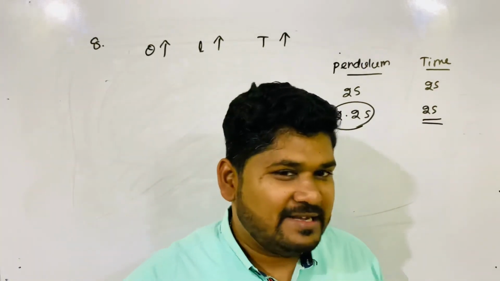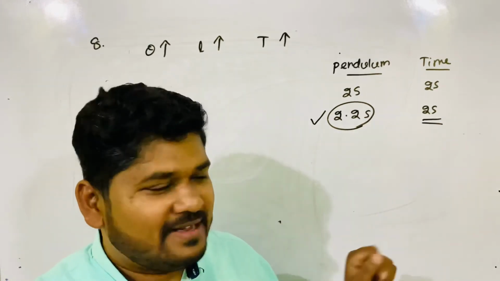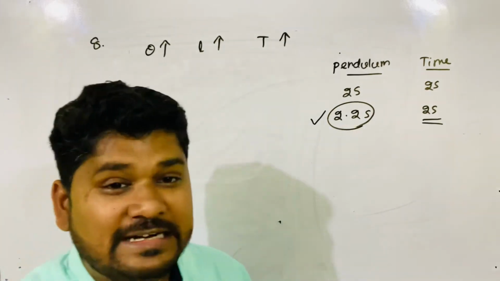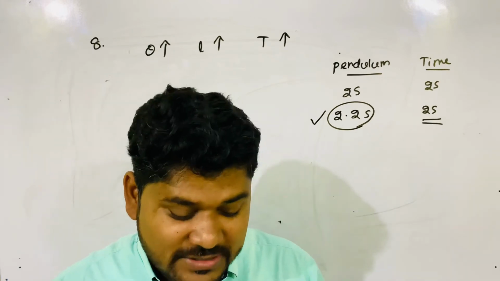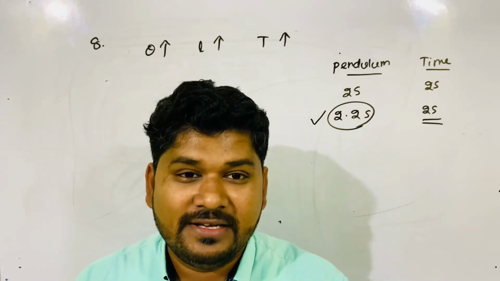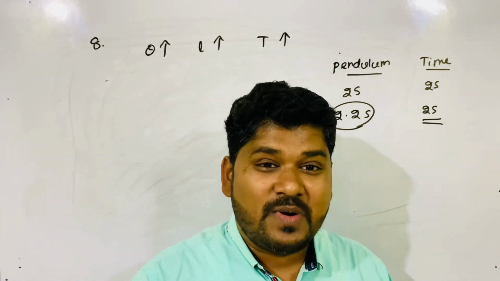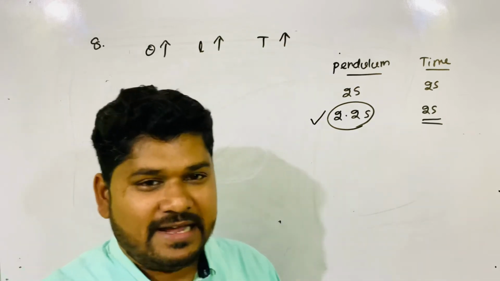Is there a time delay or not? The actual time is 2.2 seconds, but your clock is showing 2 seconds. How much delay? 0.2 seconds. The delay is there in every 2 seconds. In every 2 seconds there is a delay of 0.2 seconds. That's why when temperature increases, your pendulum clock will be delayed in time.